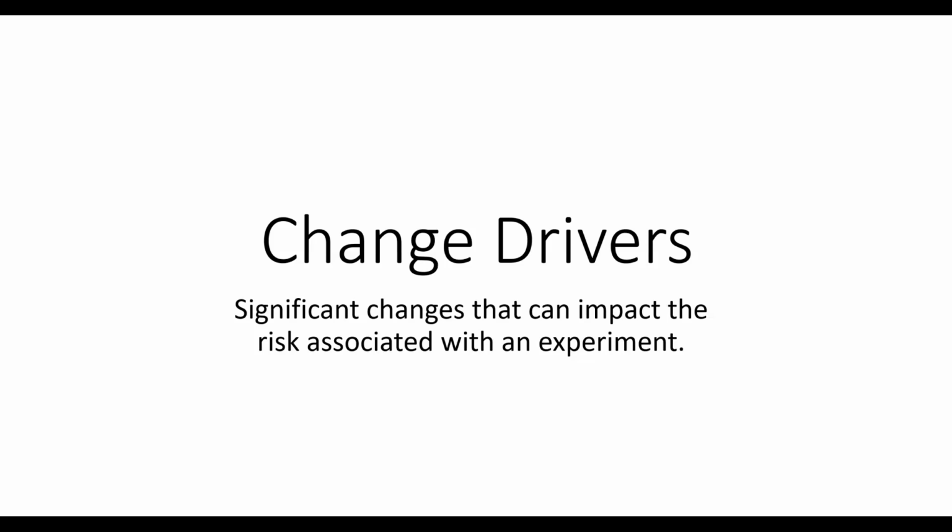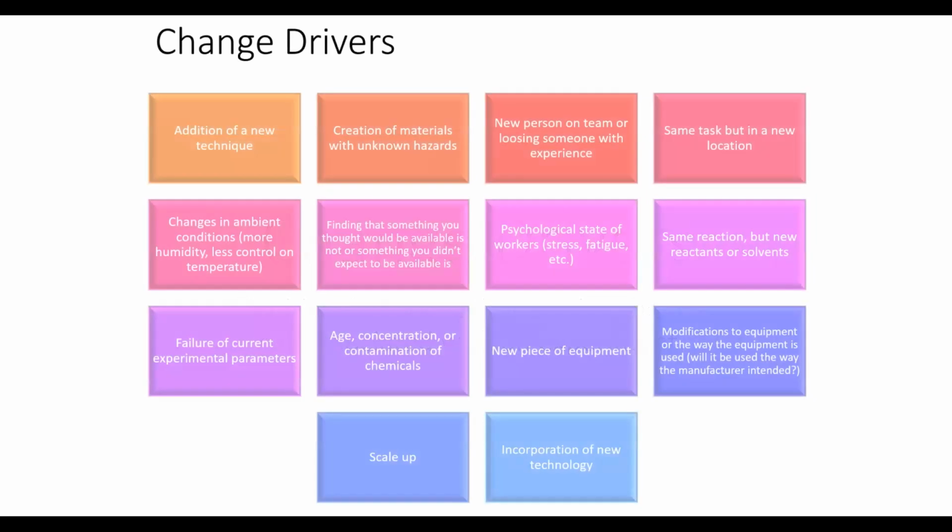So let's look at change drivers. That's what we're talking about here. This is what makes academics a little bit different than industry. There's lots of change drivers that occur. These are significant changes that can impact the risk associated with an experiment. So if we look at this matrix of change drivers, you've got addition of a new technique. Some of these I've already mentioned. I didn't talk about psychological fatigue. You're stressed, you're under pressure, you're in a hurry, and incidents occur.